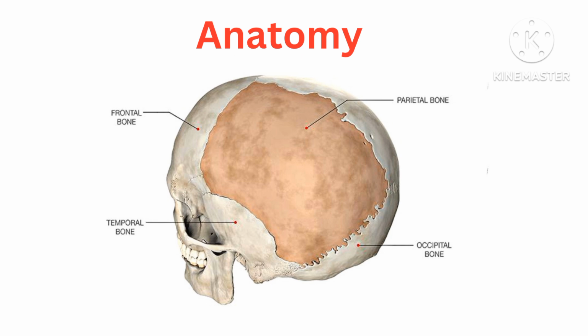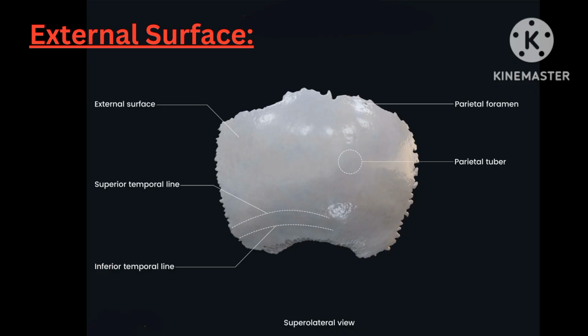Situated between the frontal bone, anteriorly, and occipital bone, posteriorly. Bordered inferiorly by the temporal bones and greater wing of the sphenoid bone. The two parietal bones meet medially at the sagittal suture. External surface. Convex and smooth.